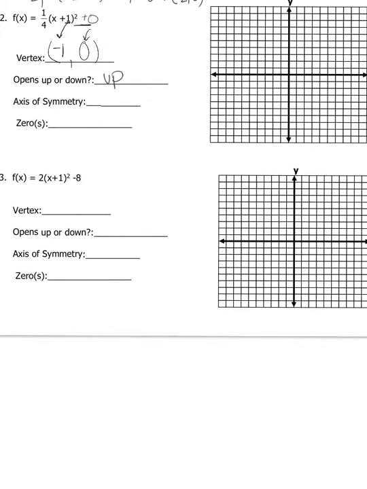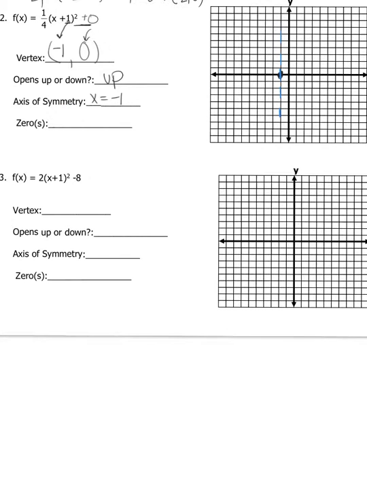I can go ahead and graph that. That's right here on my graph. And then I know that my axis of symmetry has to go right through that point. So I know that my axis of symmetry is going to be x equals -1, or in other words, the same exact value from the vertex.